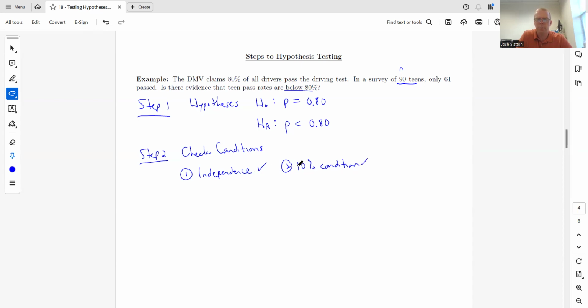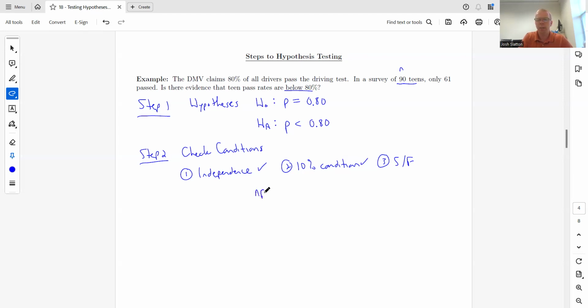And usually these 2 are going to be met, especially this one. It's really hard to definitively say that one's not met. And then the success failure condition. This one says we should have at least 10 successes and at least 10 failures. I've seen both ways of this. So either we actually have 10 successes and 10 failures, or we should expect 10 successes and 10 failures. Either way, if one's met, probably the other one's met too.